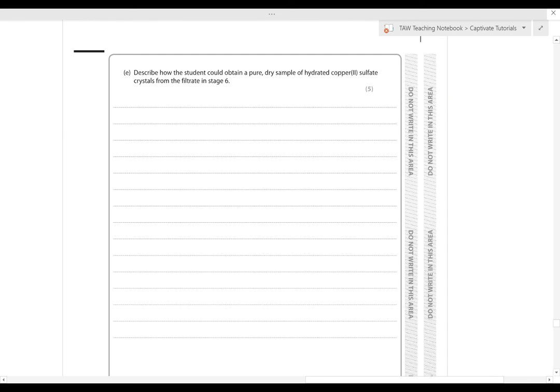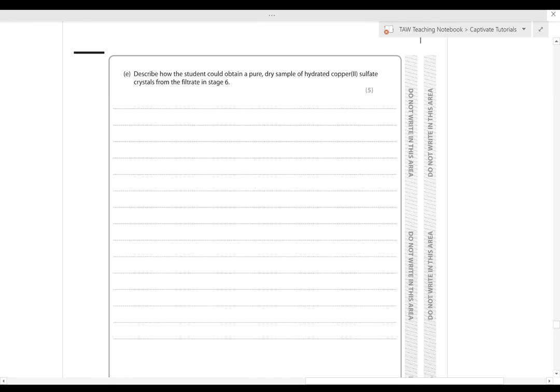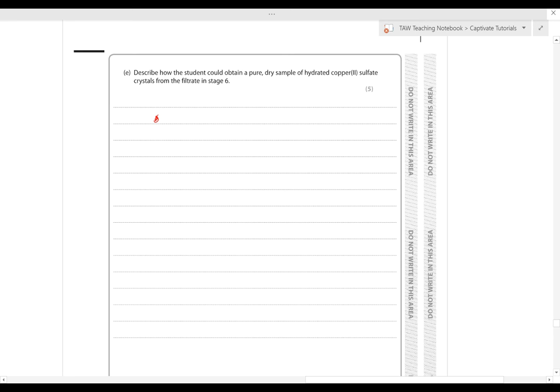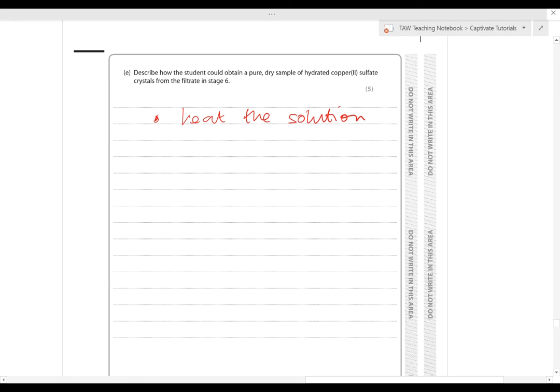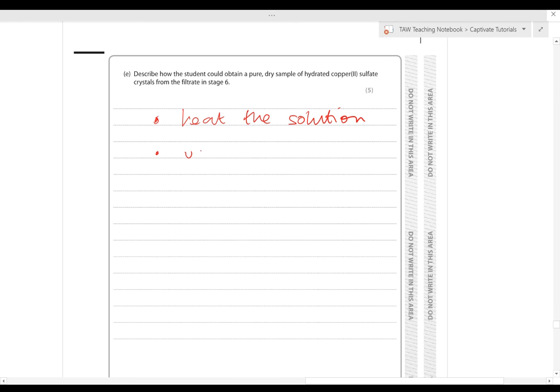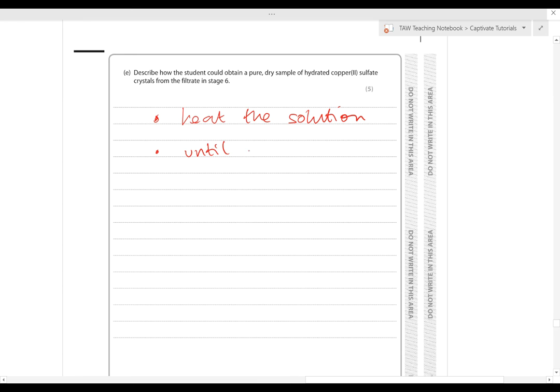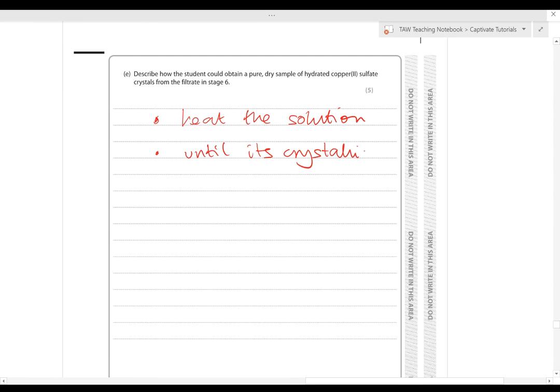Moving on to this longer question. So we've now got that filtrate, copper sulfate solution, and we want to generate a pure, dry sample of the copper sulfate. So we've got basically 5 stages which we need to remember for how we do this. So the first thing to do is to heat the solution. Now we heat it to a certain point. So we heat it until its crystallization point. So it's still a solution, but it's a very saturated solution.